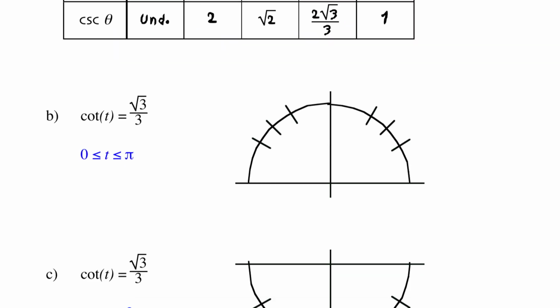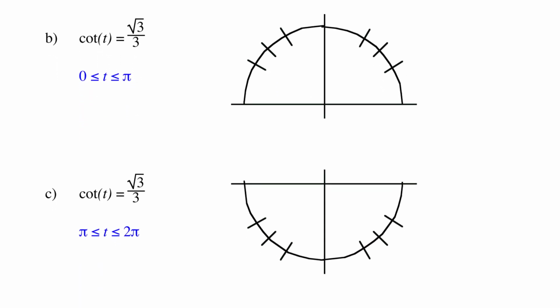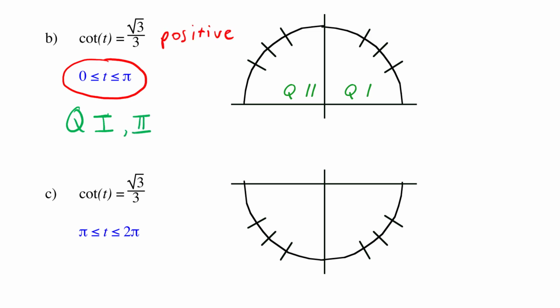Okay, well, here are two more examples where the cotangent is square root of 3 over 3, but this time in part B, we're given a different kind of restriction. We're told that t is between 0 and pi, and that means that t must be somewhere in quadrant 1 or quadrant 2. Because cotangent's positive, that must be quadrant 1, right? And the quadrant 1 value we saw in the previous example is pi over 3. So again, t equals pi over 3.